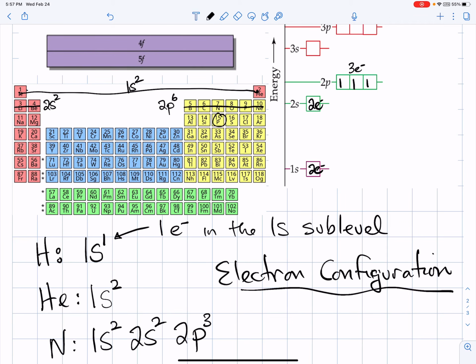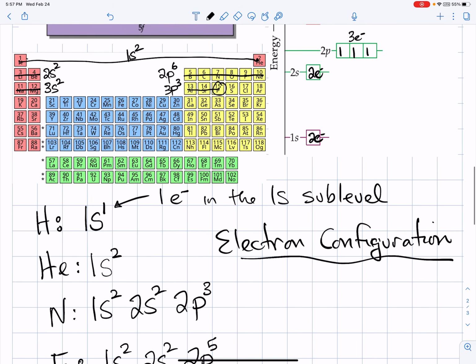on the periodic table. Then after 2p comes 3s, and in order to get to phosphorus, we have to go all the way through 3s, so we'll say 3s2. We're now at magnesium. After 3s comes 3p, and phosphorus is the third element in that section, so it'll end in 3p3. So there is phosphorus's configuration.